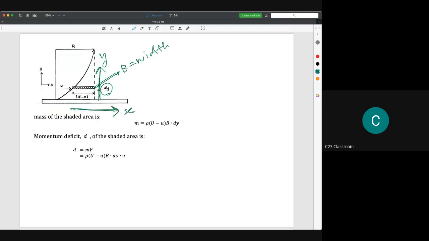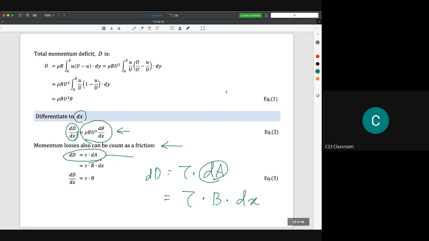So it means the area is x times b, the width. So in this situation we substitute the dA here with b and dx. Then we bring the dx to the left hand side, so we have dD over dx is equal to tau times b. That's why in the previous term we change the value here with dx.